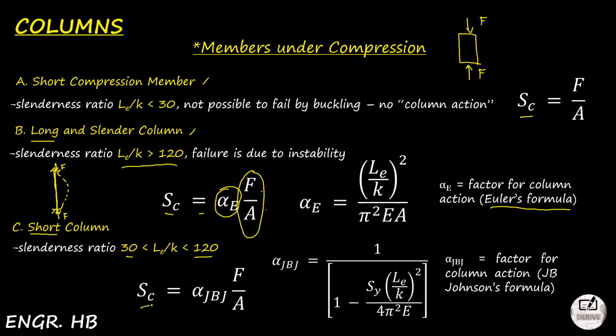And syempre, the compression stress is also equivalent to F over A again. Pero syempre, lagyan lang natin ng factor na JBJ, which is known for factor for column action, comes from J.B. Johnson's formula. If the long column comes from Euler, this is from J.B. Johnson's naman. That is equivalent to 1 over 1 minus SY times the slenderness ratio squared over 4 pi squared E. And notice that in the long column, ang bida dyan is itong E, which is modulus of elasticity. At dito naman sa short column, ang bida is si modulus of elasticity at si yield stress.